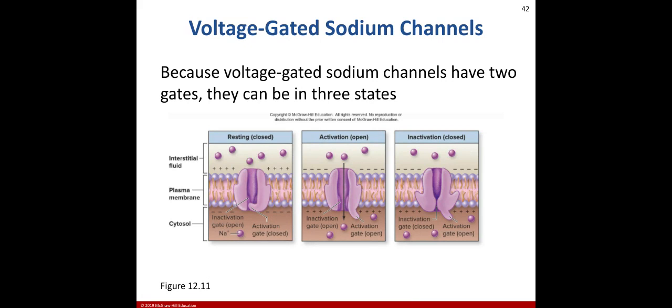Because they have these two gates, they can be in all three of these states at a slightly different rate, which is how we propagate or move that signal.